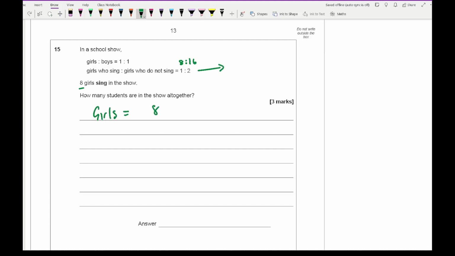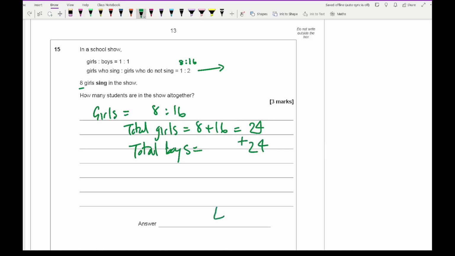So total number of girls is going to be 8 plus 16, which gives us a total number of girls as being 24. Now we know that the total number of boys is the same, we've got the same number of boys as girls. Here we've got 24. So how many are in the show altogether? Well, add those 2 numbers up.